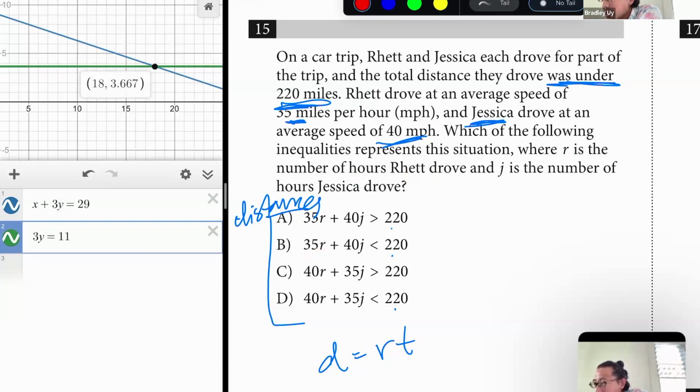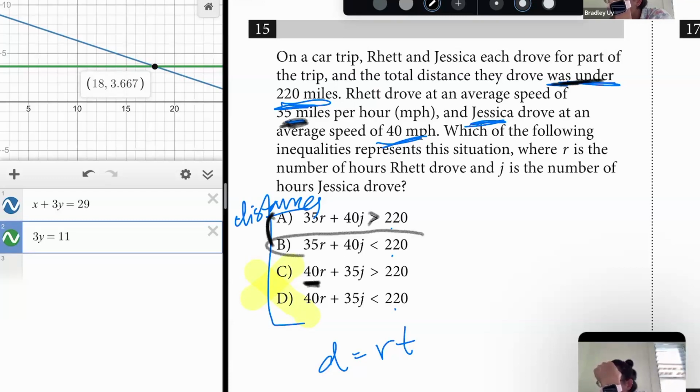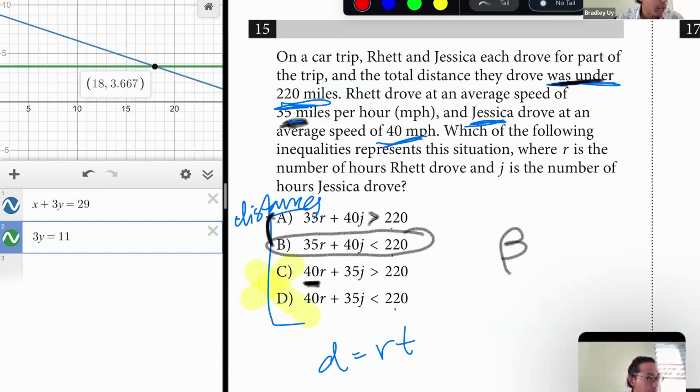Obviously, C and D are not right. We would eliminate those because they switch Rhett's speed, which is 35, with Rhett's time, which is the R. That's not 35R. So these are both in the right ballpark. What makes A wrong is that this is greater than, and they drove under 220 miles, which tells us the answer is B. Notice they also take Jessica's rate, which is 40, and Jessica's time, where J is the number of hours Jessica drove. That's rate, that's time. So the answer is B there.